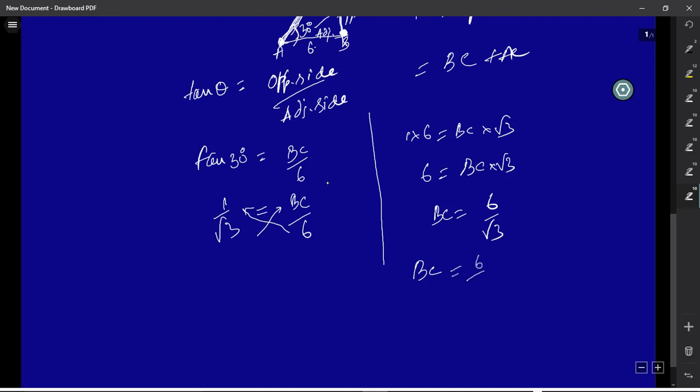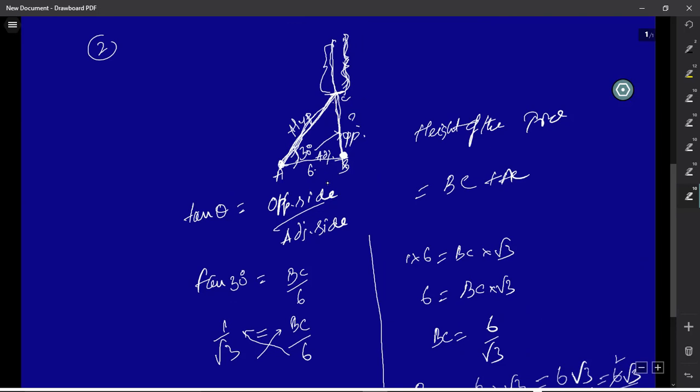All we have to do is, in the denominator we have root 3, right? So we have to multiply and divide this thing by root 3. 6 into root 3 is 6 root 3. Root 3 into root 3 is root 9. What is square root of 9? Square root of 9 is obviously 3. 3 ones are 3, 3 twos are 6. So value of BC is 2 root 3.